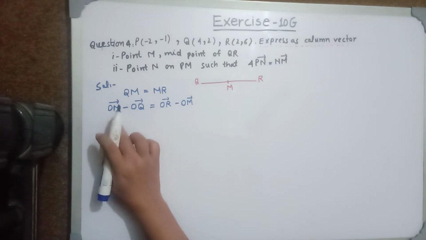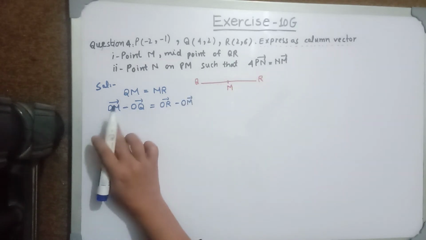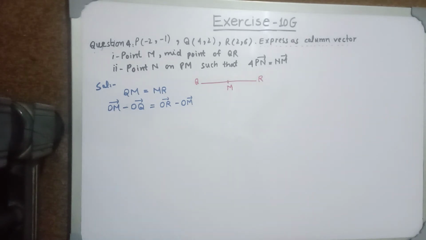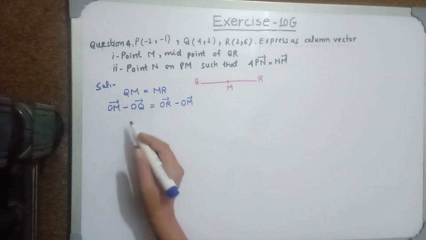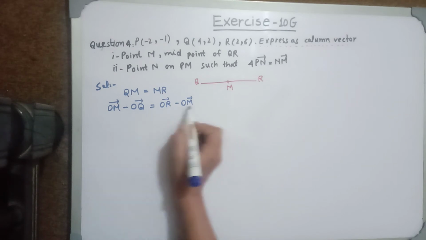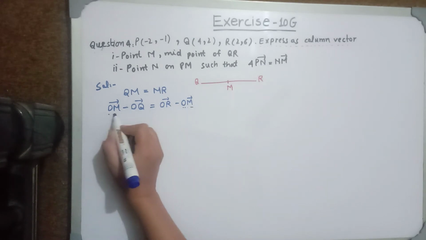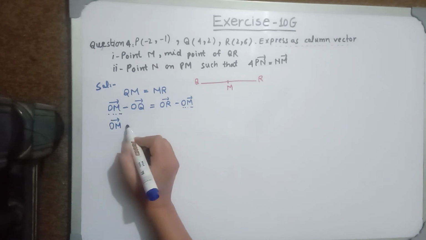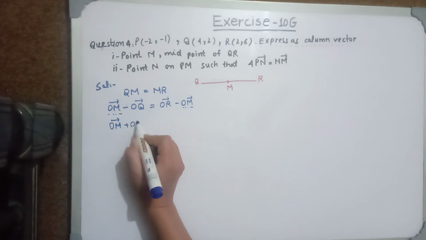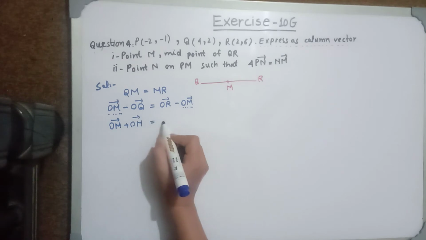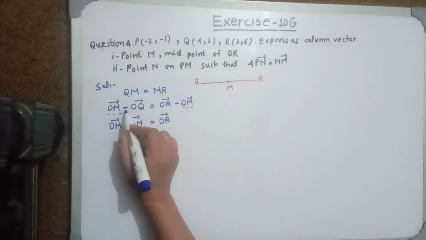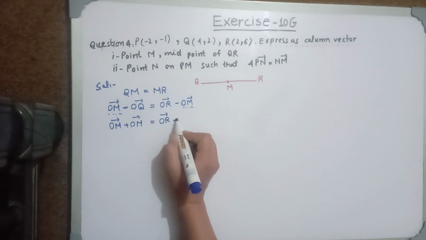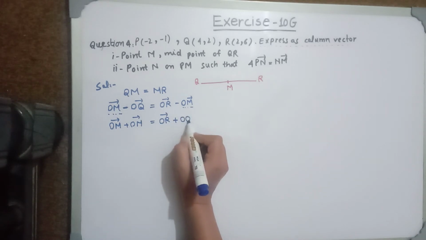So we know the coordinates of OR and OQ, we do not know OM, right? But we know the other coordinates. So here I'm going to rearrange it. I need to find this OM, so I'll take it on this side. When I bring it over this side, it will be plus OM equals OR. This is minus OQ. When I bring it here, it's going to become positive OQ.